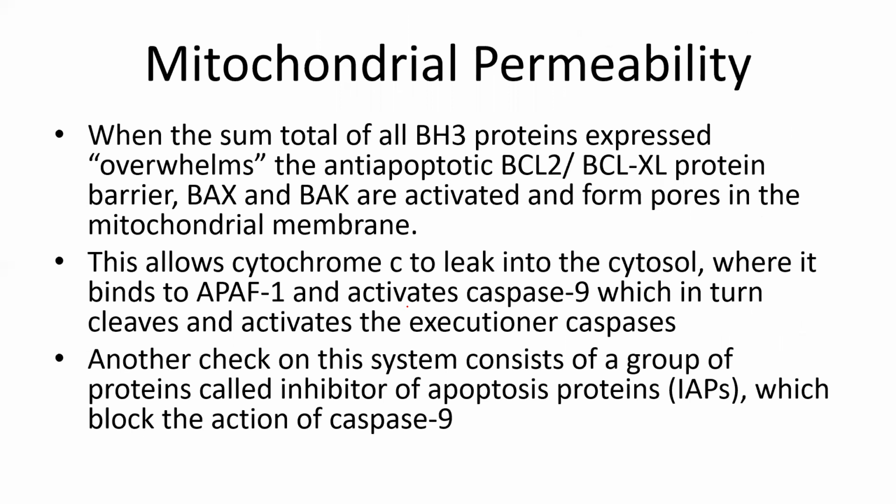So how do they affect mitochondrial permeability? When the sum total of BH3 proteins expressed overwhelms the anti-apoptotic BCL2 and BCLX proteins, the balance shifts towards pro-apoptosis. So BAX and BAK are activated and they form pores in the mitochondrial membrane. These pores leak, which allows cytochrome c to be released into the cytosol. It binds to APAF1, which leads to activation of caspase 9, which leads to further activation of other executioner caspases. Another check on these mechanisms is the inhibitor of apoptosis proteins, which block the action of caspase 9.